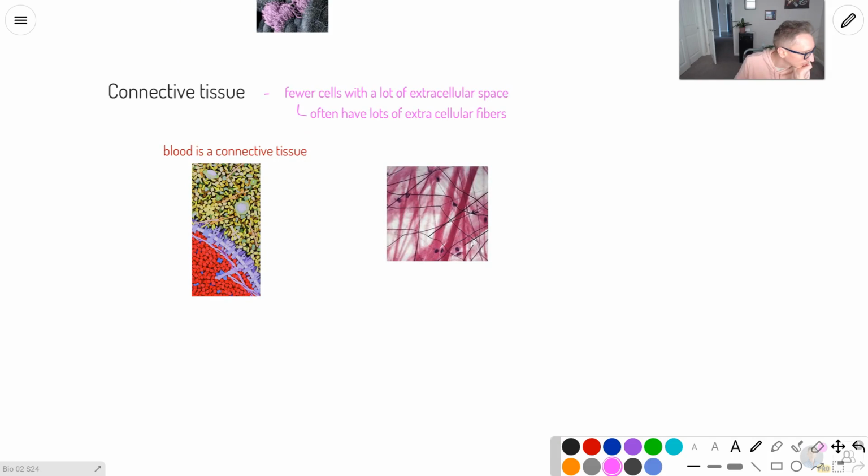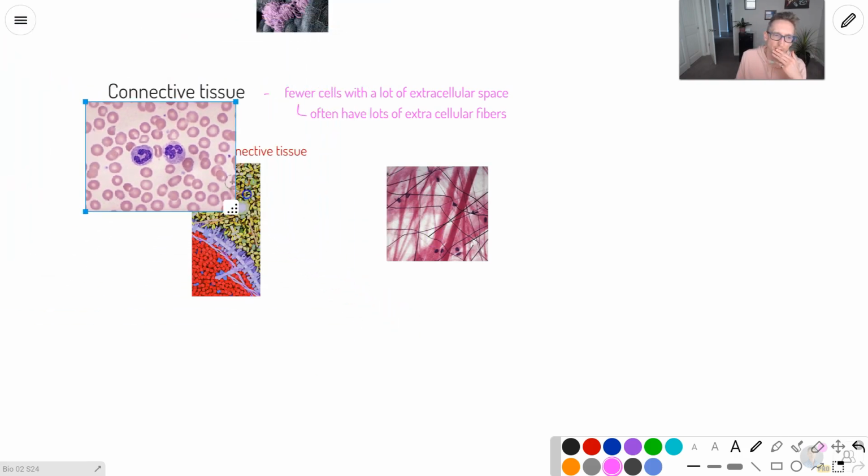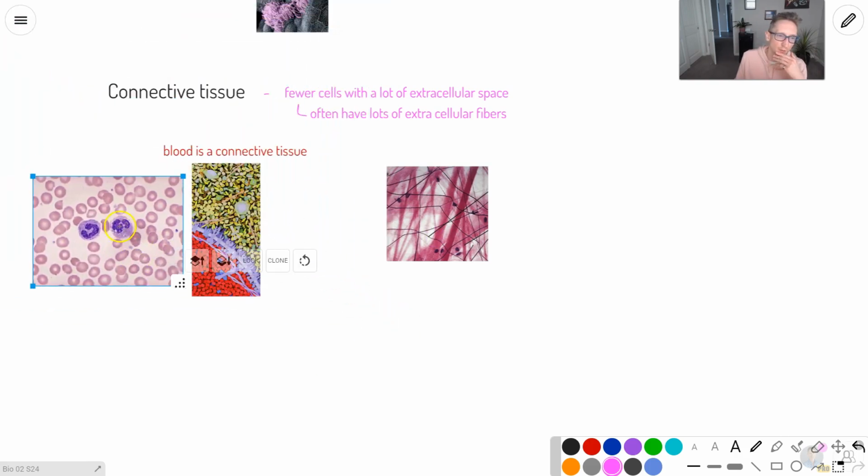And I got another picture of blood here, that we looked at. Something like this. Beautiful. So we got red blood cells and white blood cells, little platelets here and there, 2 neutrophils and a bunch of red blood cells. And then all this clear part would be this.